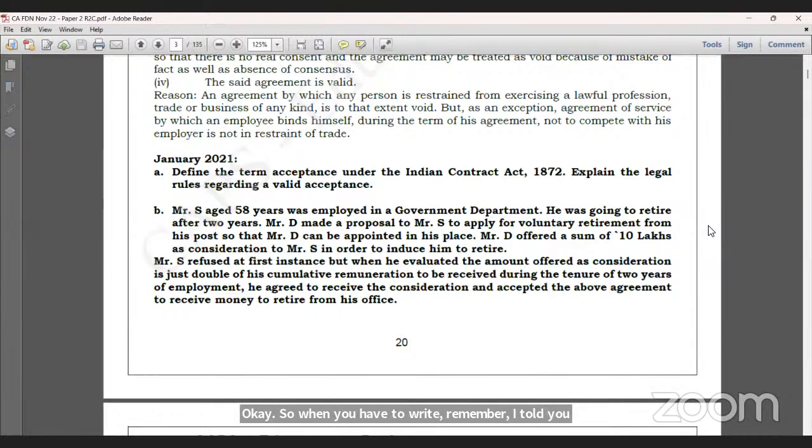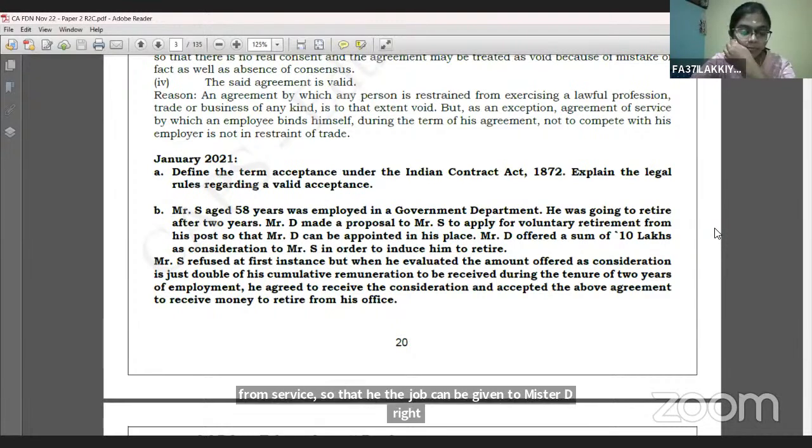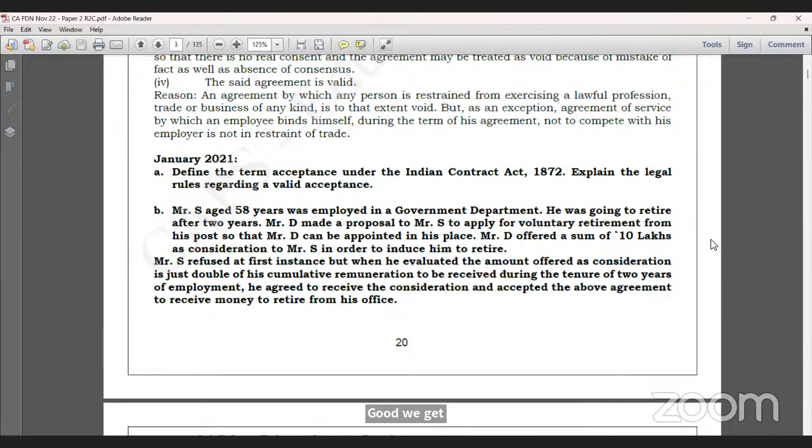Facts of the case. Mr. S is a government employee and he has to retire in 2 years' time. He's paid a sum of money of rupees 10 lakhs to resign from service so that the job can be given to Mr. D, right? Yes, sir. To be given to Mr. D. That is the facts of the case. Now, is this agreement valid?